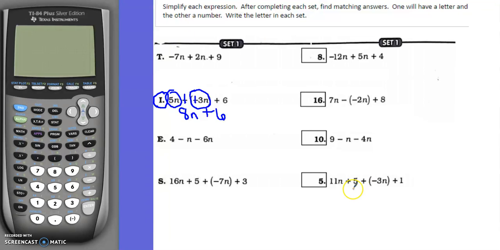So let's take a look at number 5. 11n plus 5 plus negative 3n plus 1. We have 11n and we have negative 3n. 11n minus 3n is 8n. Then we have a 5 plus 1, we get 6. Since this was letter I, we are going to write I and blank 5. You're going to finish off T, E, and S, 8, 16, and 10. All right, let's go to set 2.